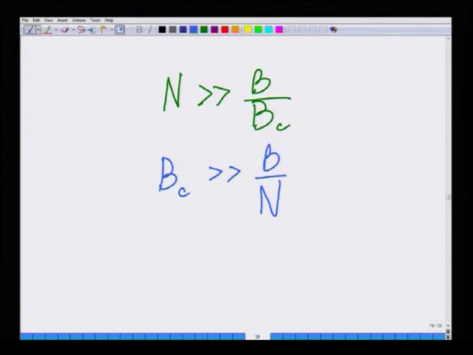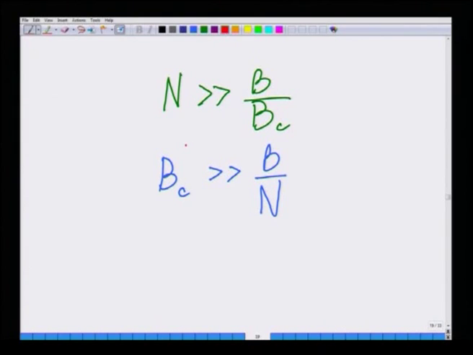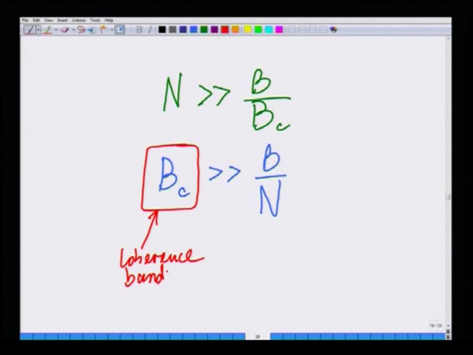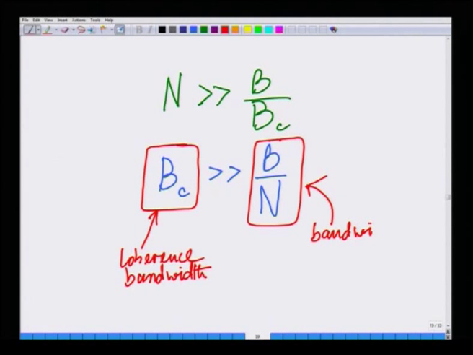And what is this B over N? Remember, B over N is nothing but the subcarrier bandwidth. So in these two terms, this is the coherence bandwidth, and this is nothing but the bandwidth of each subcarrier.